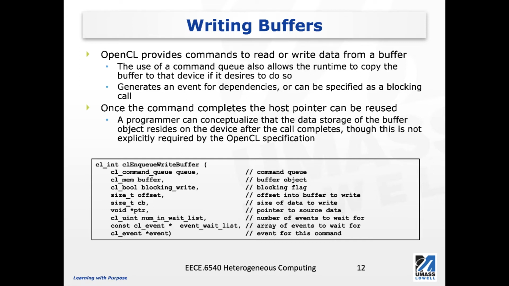OpenCL uses buffer read and write commands and generates events for dependencies, or we can specify blocking read or blocking write. Once the command completes, the host pointer can then be reused. So a programmer can think that the data storage of the buffer object resides on the device after the call completes, although this is not explicitly required by the OpenCL specification.